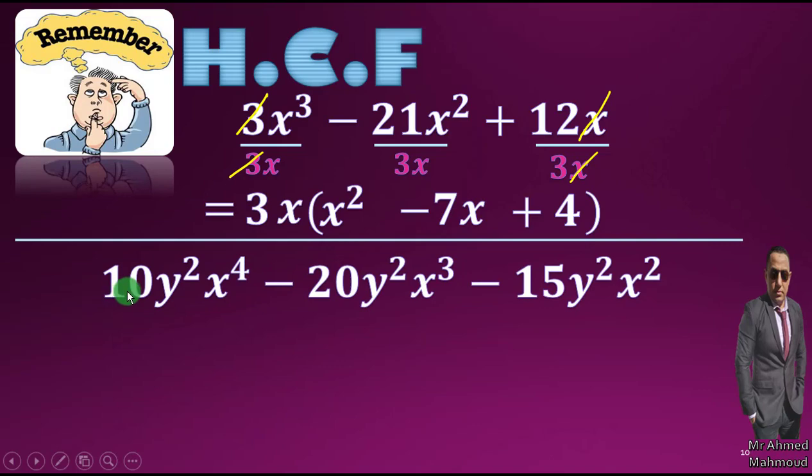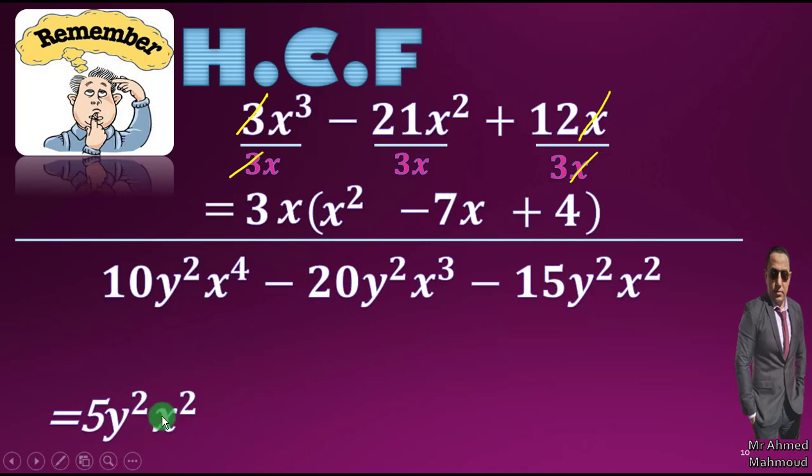Another example, this is also revision. Here I have 10, 20 and 15, they are in table 5. Y power of 2, y power of 2, y power of 2, so y power of 2 is a common factor. X power 4, x power 3, x power of 2, the smallest is x power of 2. Finally, the common factor is 5 and y power of 2 and x power of 2.